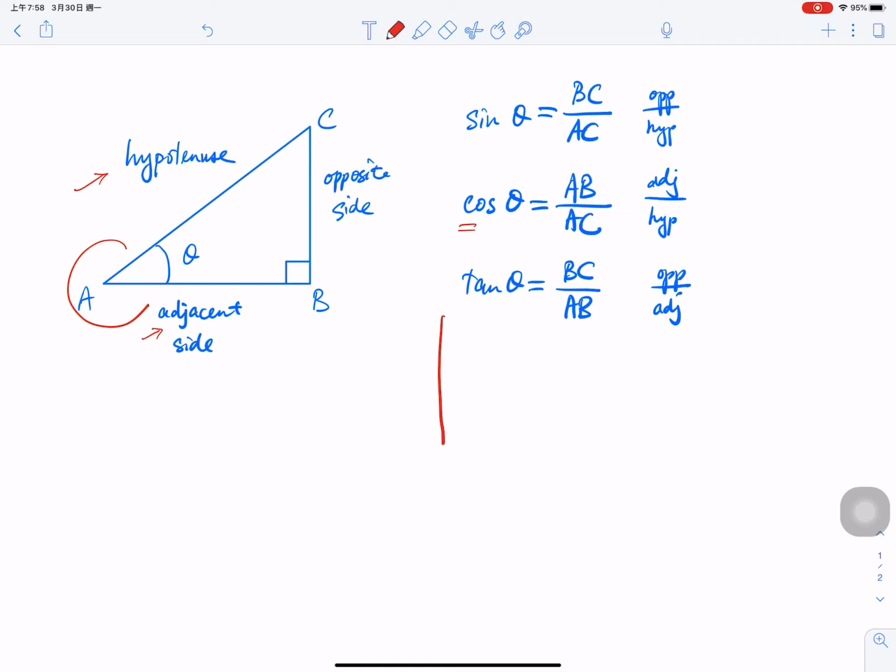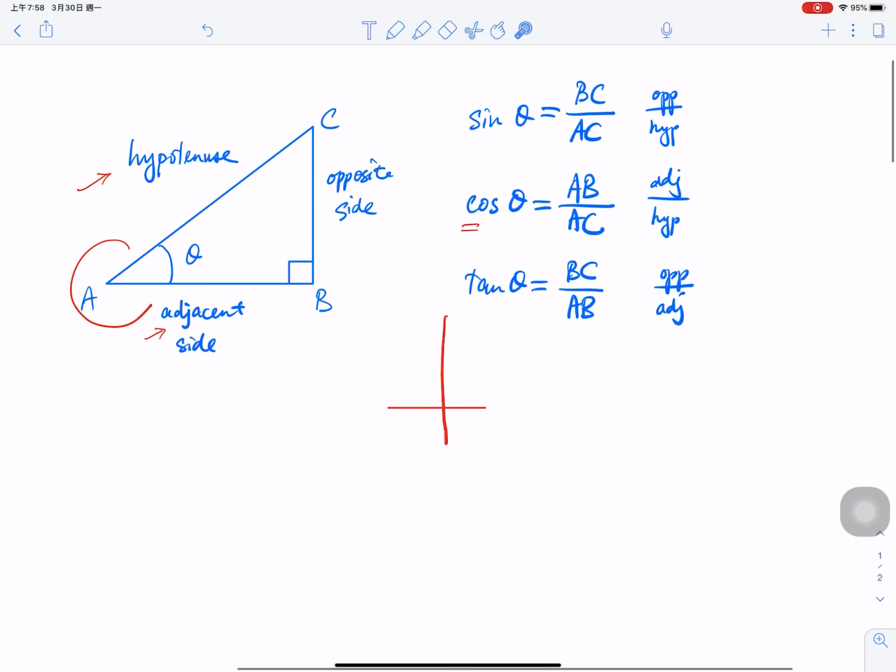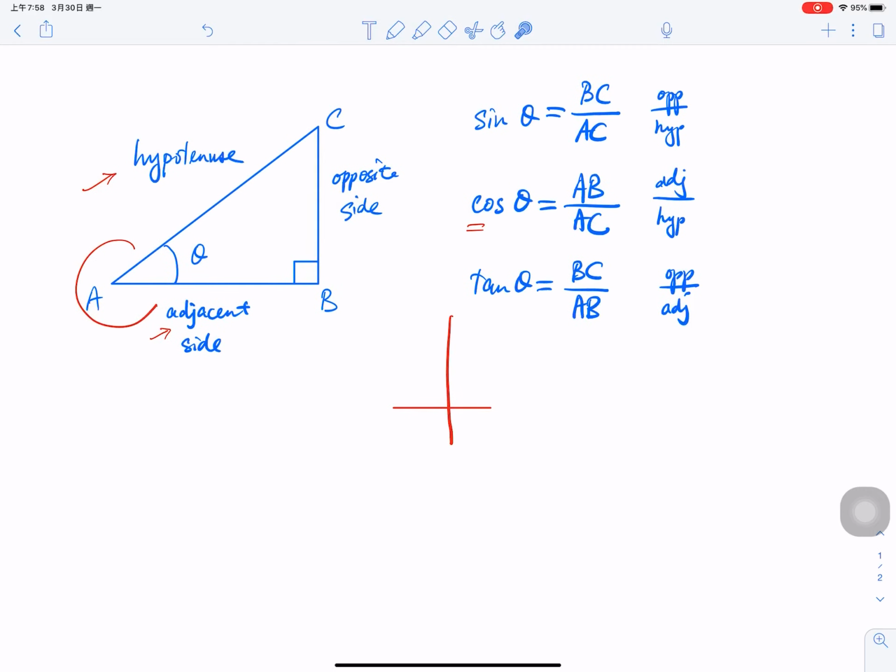So you may link up with this one: opposite side, adjacent side. T can help you to remember: opposite side to adjacent side. Opposite over adjacent. So remember to memorize these three functions, okay? And it can help you study this chapter.